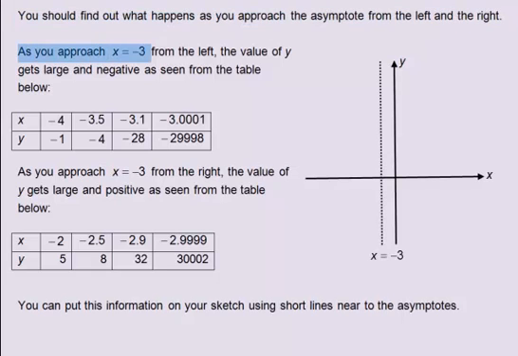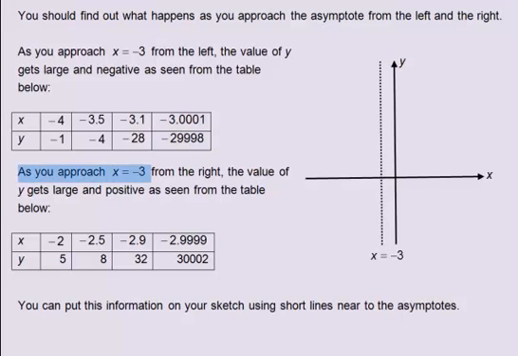As you approach x equals minus 3 from the left, the value of y gets large and negative, as seen from the table below. When x is minus 4, y is minus 1. When x is minus 3.5, y is minus 4. When x is minus 3.1, y is minus 28. When x is minus 3.0001, y is minus 29,998.